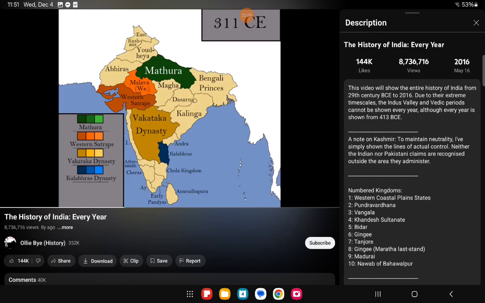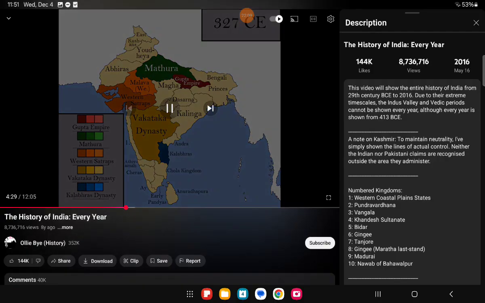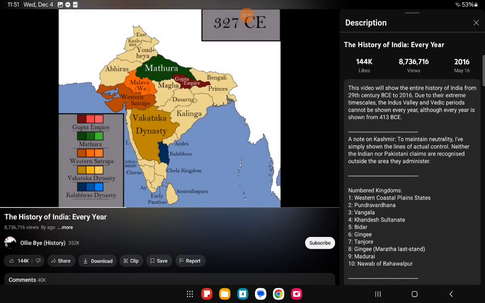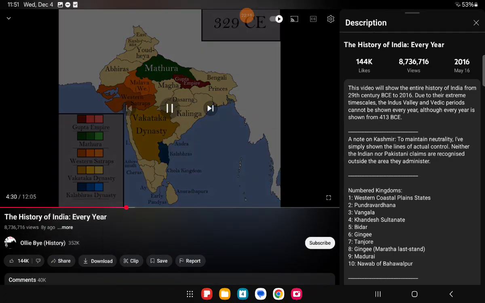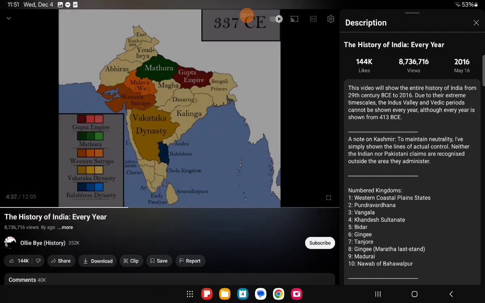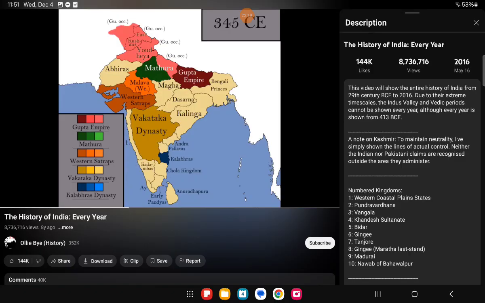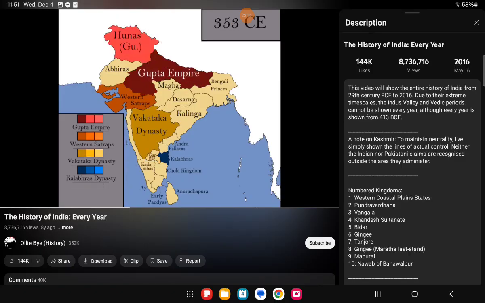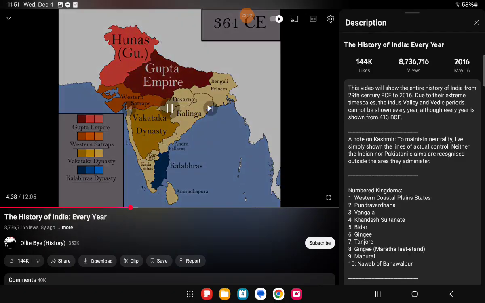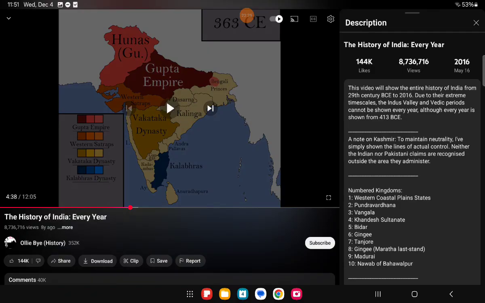When's the Gupta dynasty going to show up? Oh look, it does show up now, between the Bengali princes and Mathura, and Darsana and Maga. And it starts off by eating Bengal and Mathura and the Northlands. And while they're eating the north, the Kalabhras are eating the south.